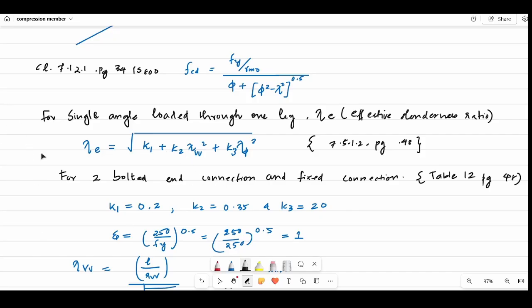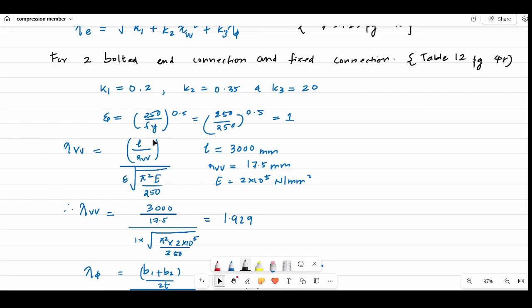Okay, now we will go back to our slenderness equation, and we have to calculate the value of lambda_vv. The equation for lambda_vv is given as (L divided by r_vv) the whole divided by epsilon into root of pi square into capital E by f_y. So this is capital E, which is the modulus of elasticity. There is also a small printing mistake, so this is actually capital E divided by 250. Now we have to find the value of epsilon.